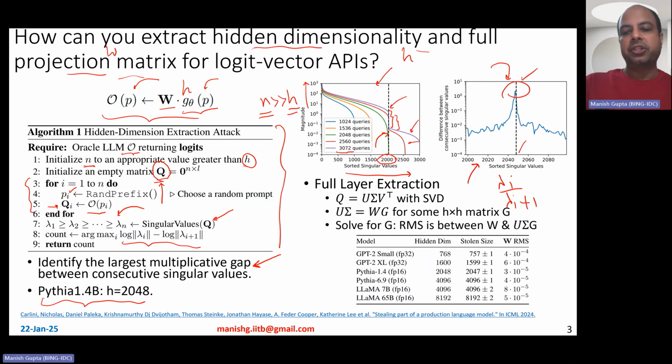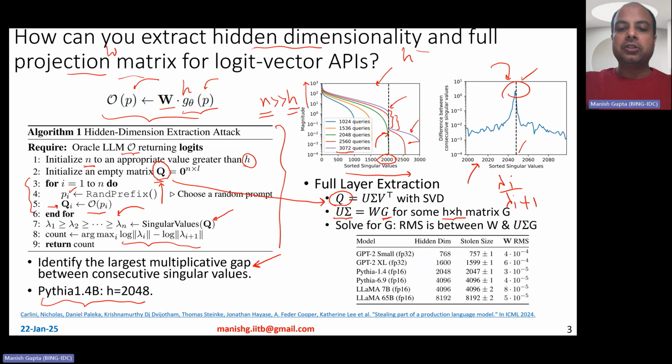But how do you get the full projection matrix? Well, to get the full projection matrix, you take this matrix Q that you had obtained here of logits returned by various queries. You do SVD decomposition for that. You get U sigma V transpose. And there is some theory which basically shows that U sigma is essentially the weight matrix that you're looking for multiplied by some matrix G, which is a small H cross H matrix.